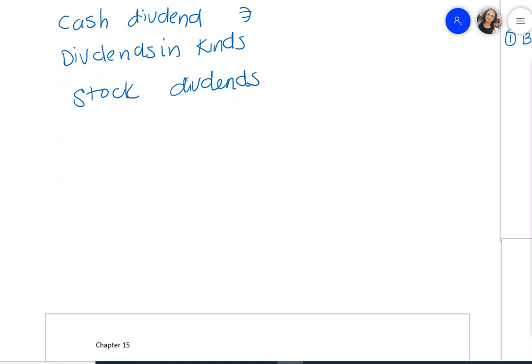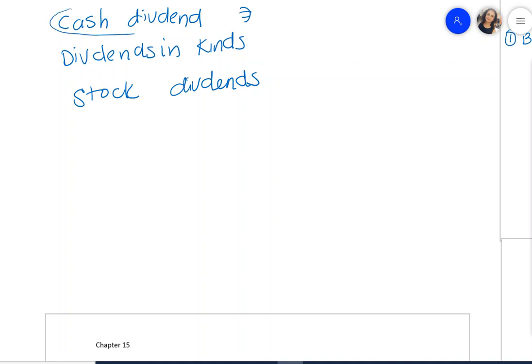If instead of paying a dividend in cash, the corporation pays the dividend in an asset other than cash, it's called a property dividend. The dividend can be paid in merchandise, real estate, or investments, or whatever the board of directors decides to pay to their common and preferred shareholders. Stock dividends are when a corporation may issue stock instead of a cash dividend. So those are some of the dividends that we are going to be learning about.